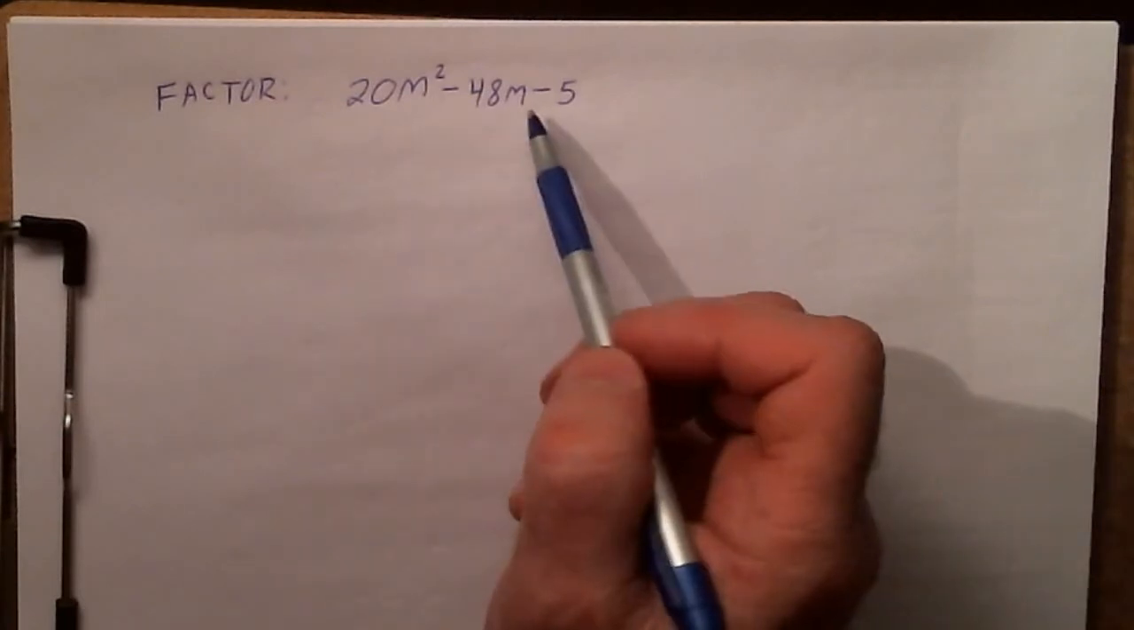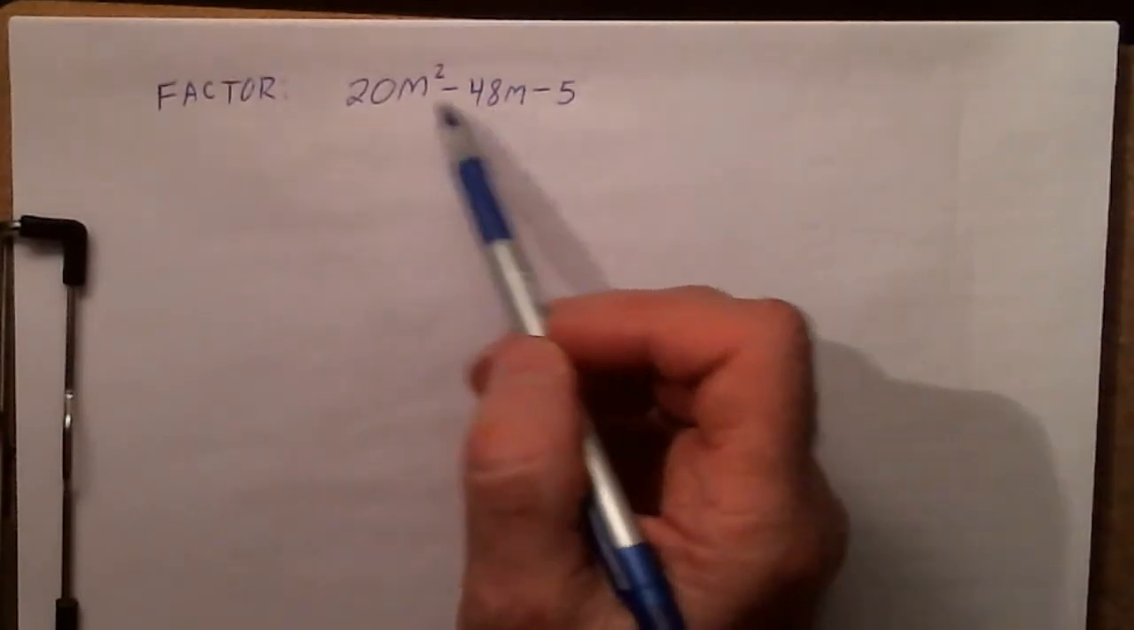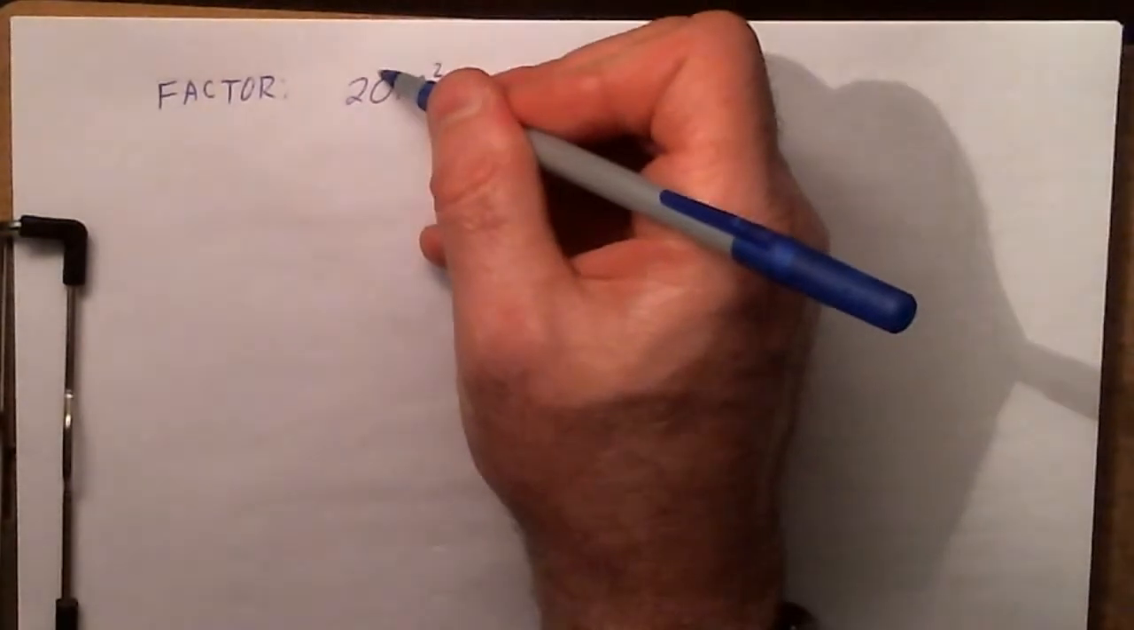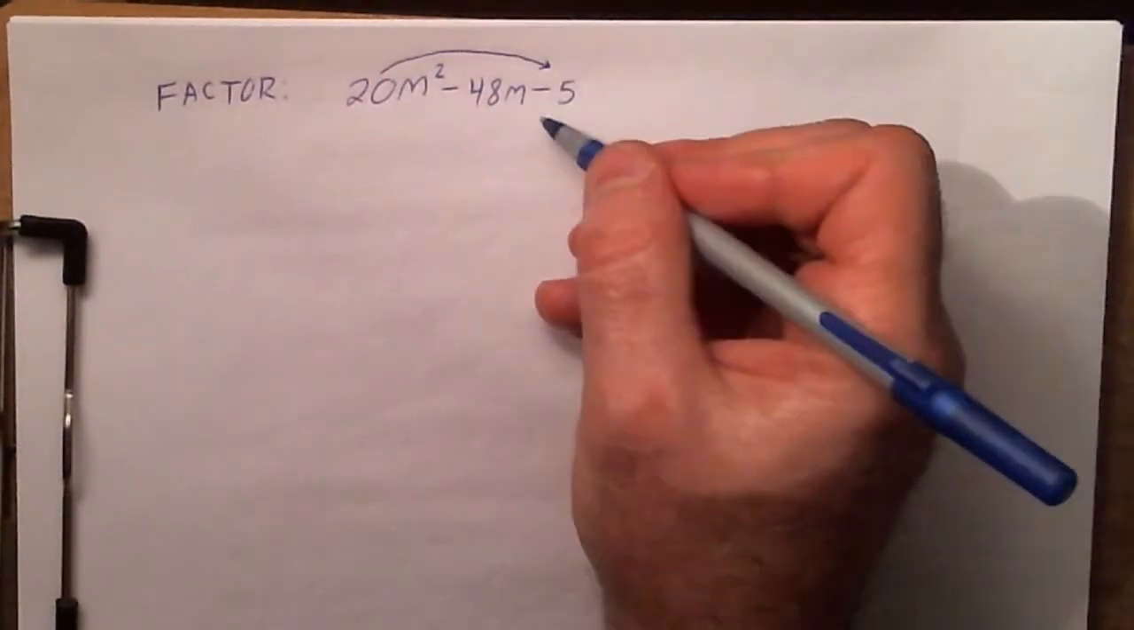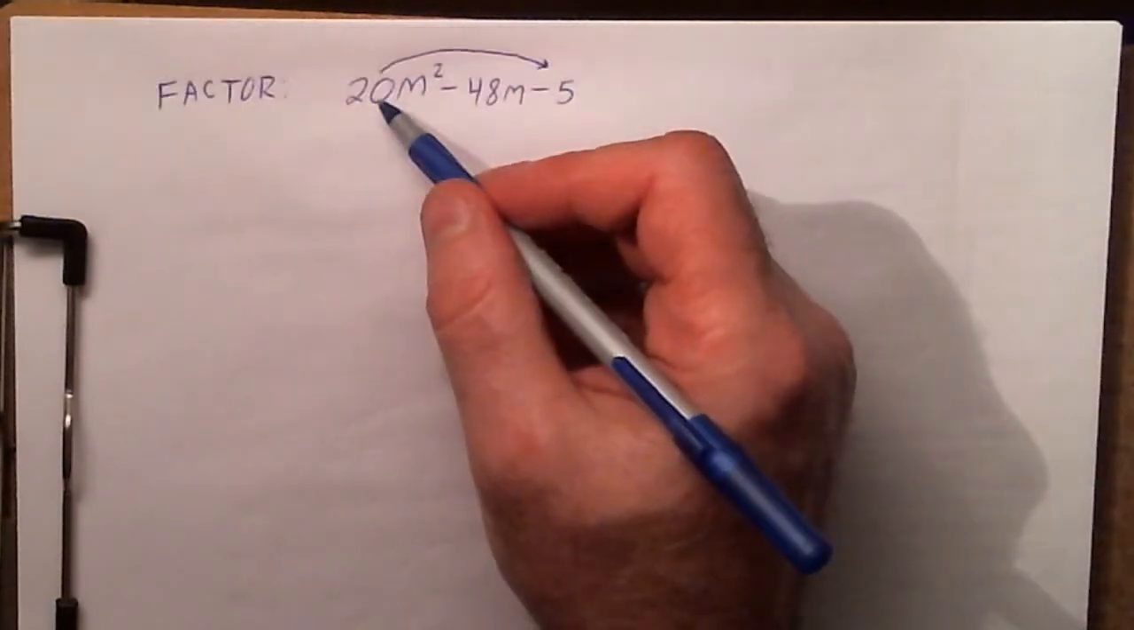Okay, to factor this difficult trinomial, notice there's nothing we can factor out of all three terms. Being the case, we kick off the grouping method by taking the product of the leading coefficient and the constant term. So we're going to multiply 20 times negative 5.